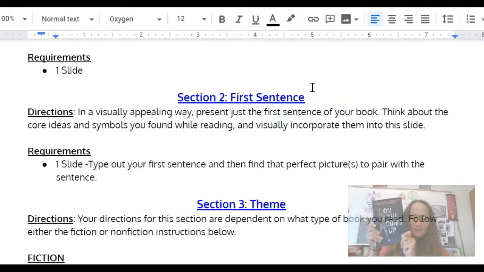So for instance, if I read On the Come Up, let's go ahead and check out to see what the first sentence is. Page 1. "I might have to kill somebody tonight." Whew, quite a way to start a book, but you would then take that sentence, put only that sentence on the slide, and try to come up with symbols that tie into that sentence. Now, it literally doesn't have to be exactly that sentence. So I don't need you to find a picture of murder if you read this book, right? And then just put that in the first slide. Try to be creative. Try to think of things that are symbolic of your book and specifically symbolic of that first sentence. So this slide takes a little bit more creativity than the first slide.